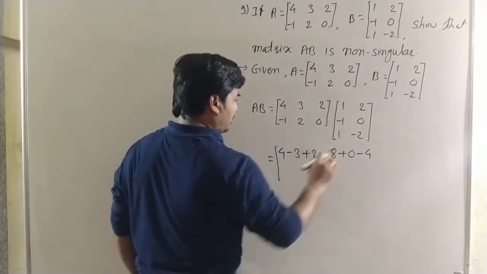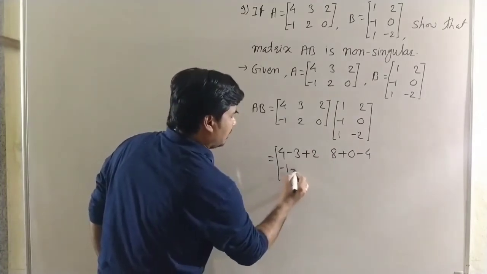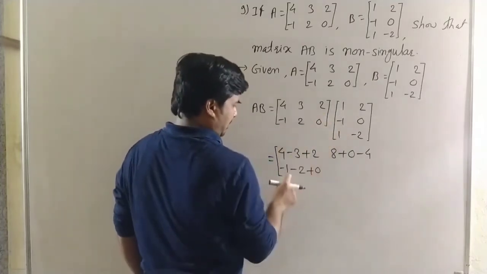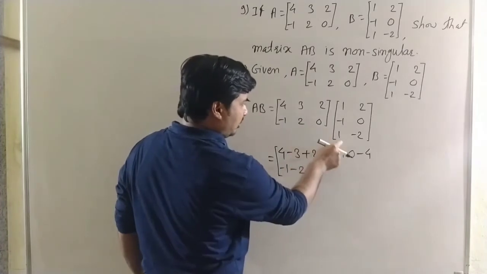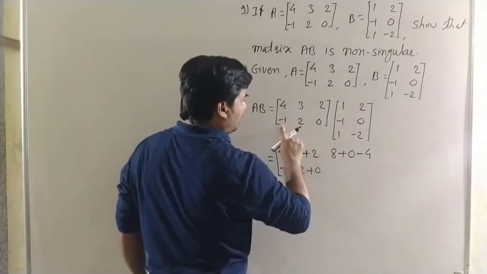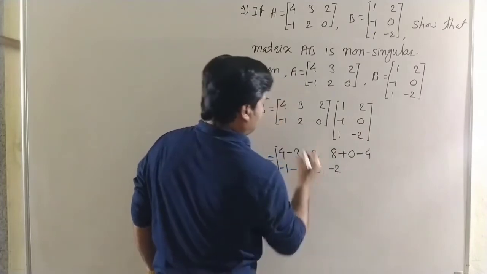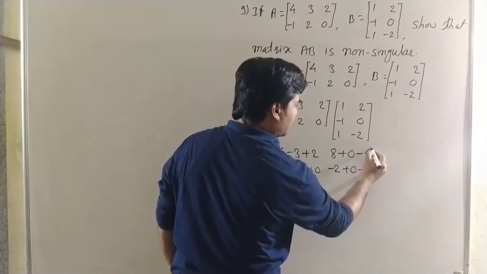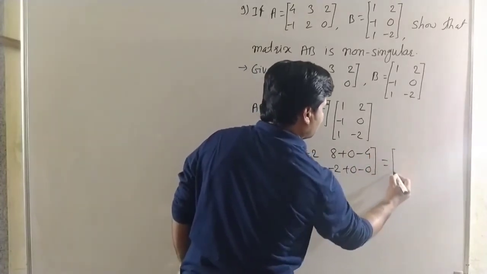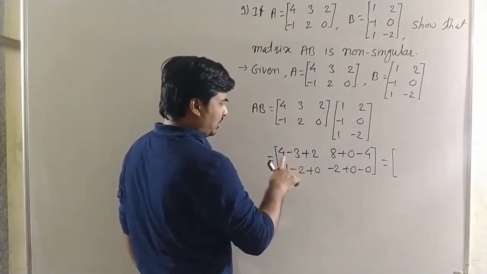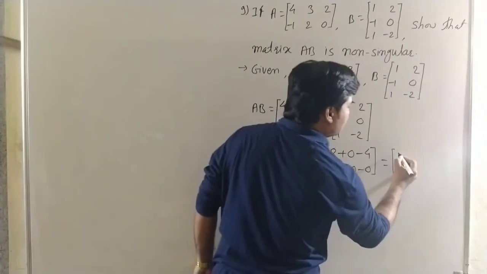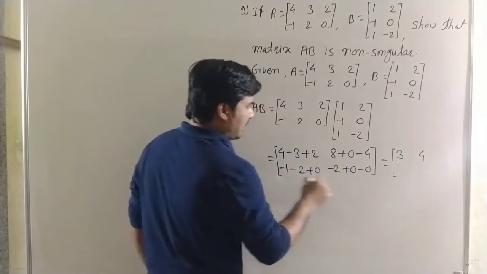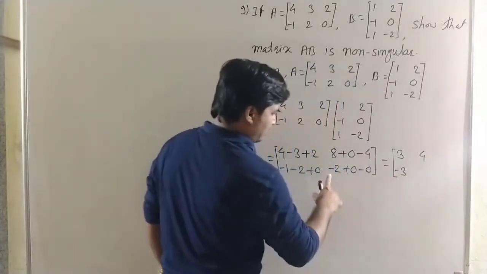Now second row, first column. Minus 1 into 1, minus 1, 2 into minus 1, minus 2, and 0 into 1, it is 0. Now second row, second column, minus 1 into 2, it is minus 2, 2 into 0, it is 0, and 0 into minus 2, again it is 0. Then see carefully, 4 minus 3, it is 1. 1 plus 2, it is 3. Then 8 minus 4, it is 4. And then it is minus 3. And here it is minus 2.